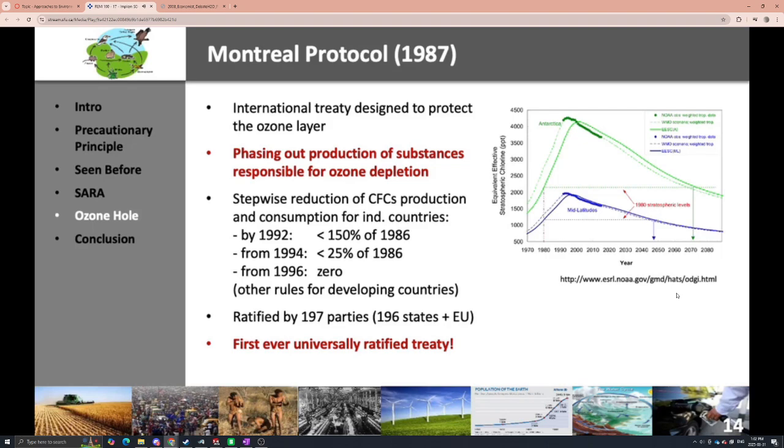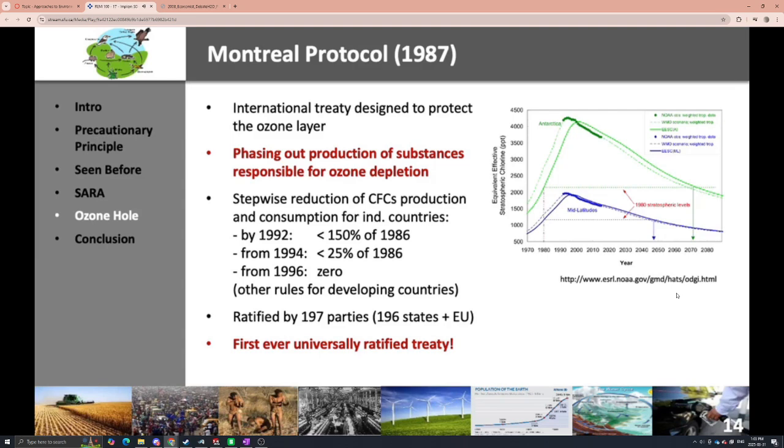And in 1987, the international community ratified the Montreal Protocol that mandated the stepwise phasing out of substances responsible for the depletion of the stratospheric ozone layer. So, by 1996, 9 years after the protocol was ratified, CFC production in industrialized countries had been brought down to zero. The rules for developing countries were slightly different because they did not have the same means for replacing these chemicals as quickly.